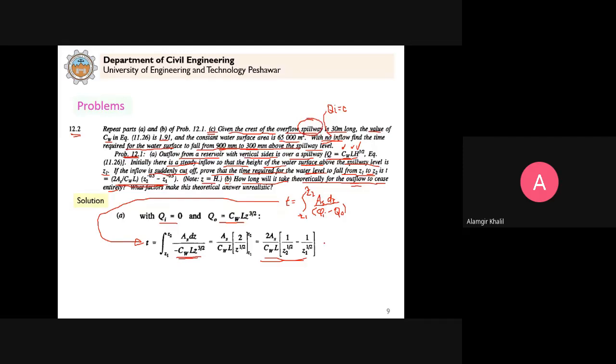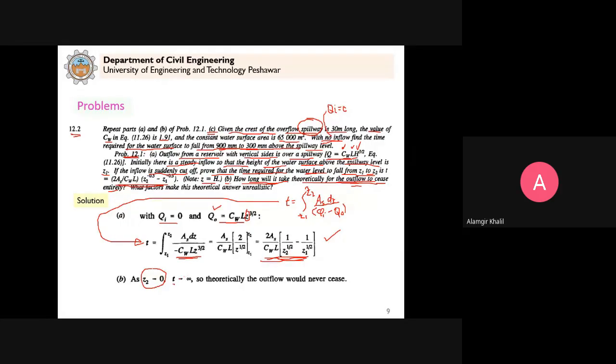So for this spillway, this is the specific formula, as we already derived for a water tank in the previous slide. So this is part A. They say that you derive this formula here. Then part B asks how long it takes theoretically for the outflow to stop. For the outflow to stop, Z2 should be 0. Clear? Because when Z2 is 0, there will be no water flow. If the head Z is 0, then Q is 0. So when Z2 is 0, what will happen? You put Z2 here, 1 by 0, infinity.